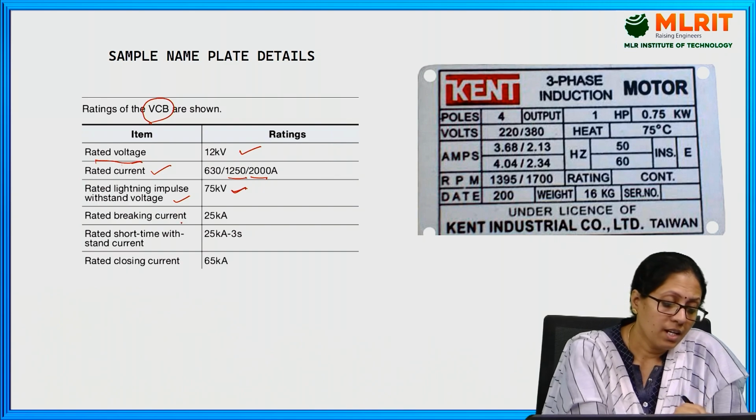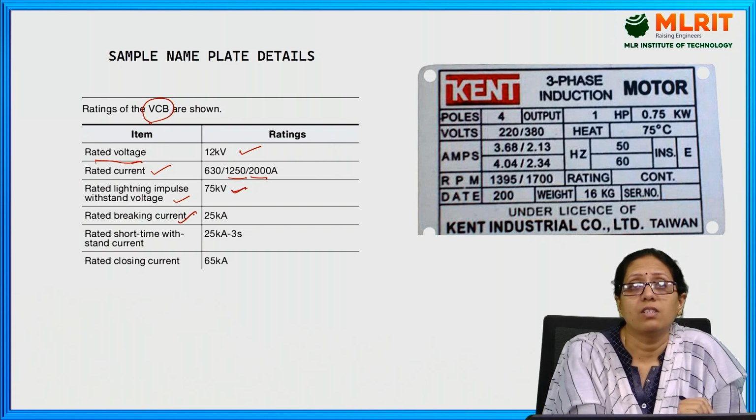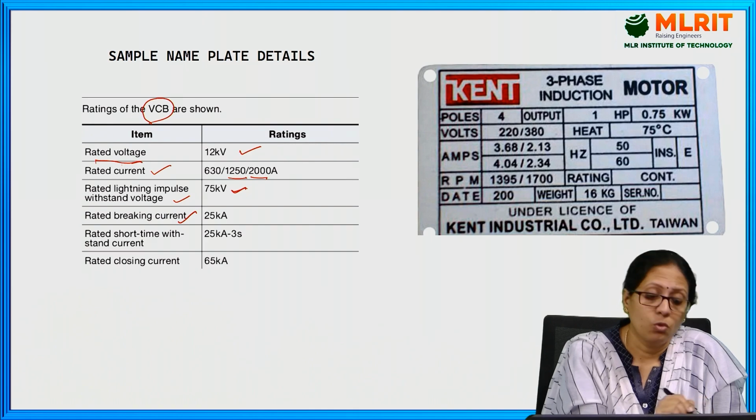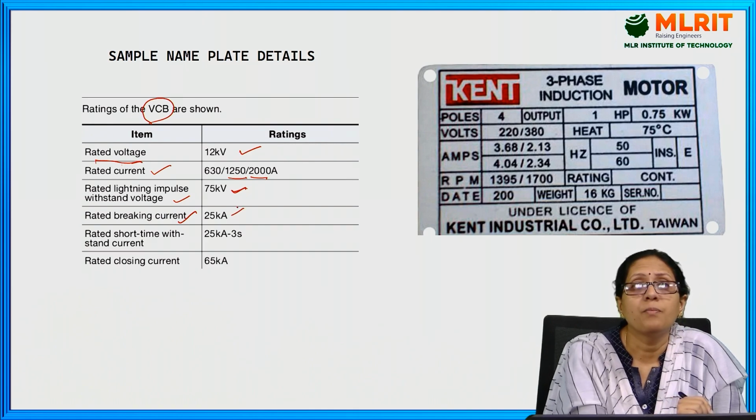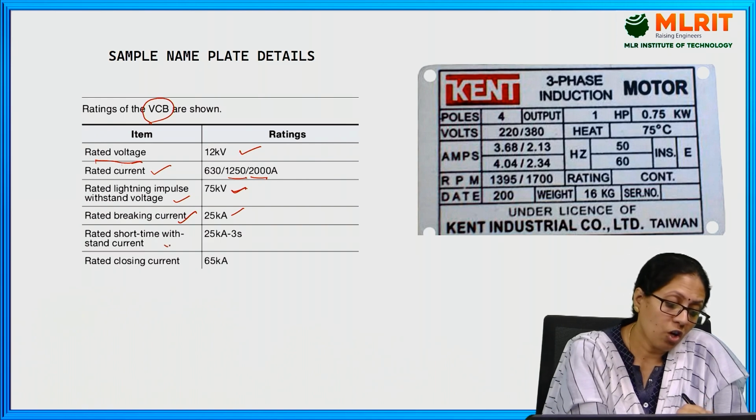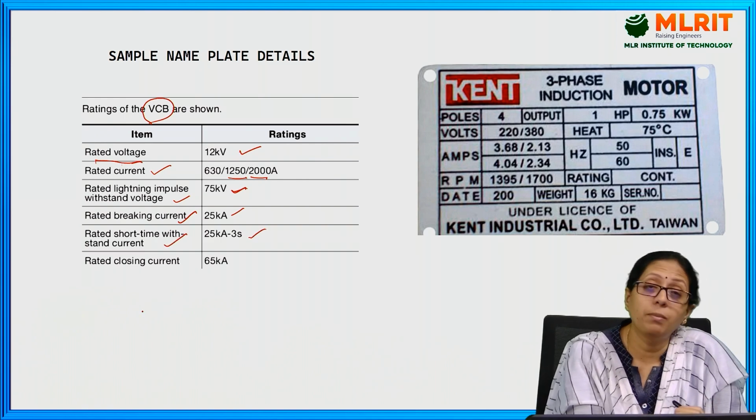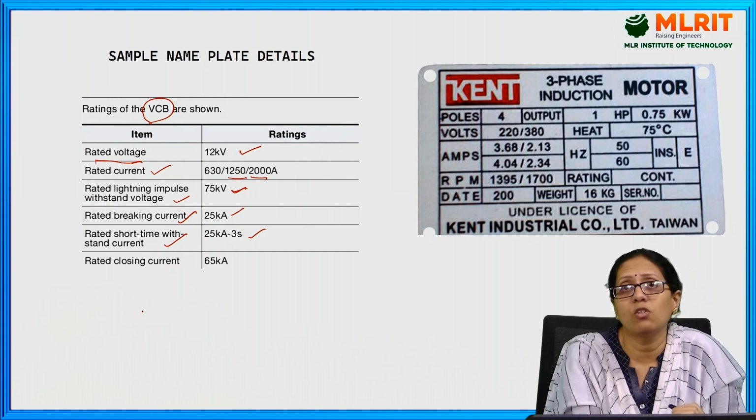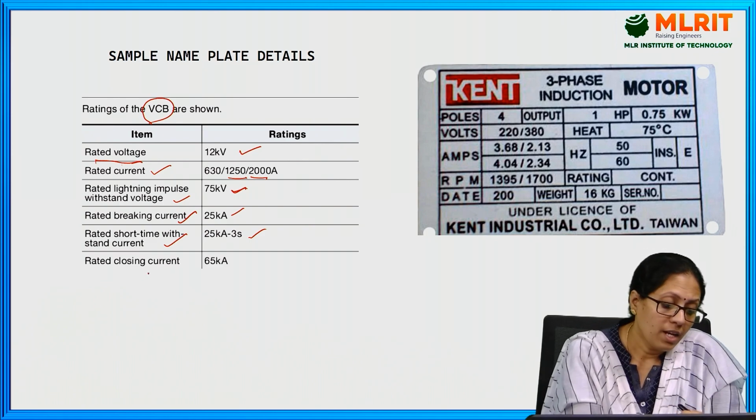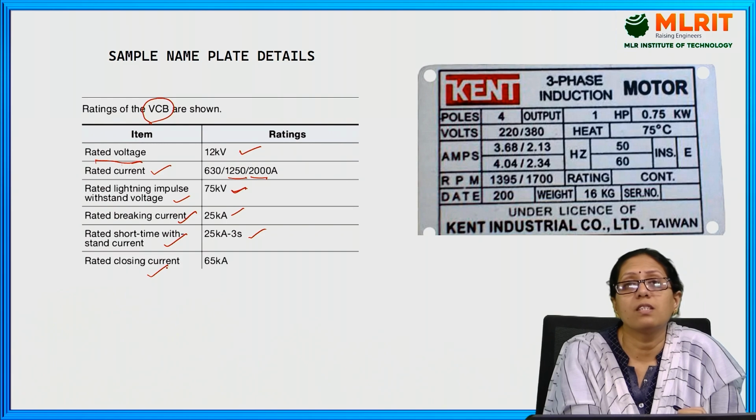Next one is rated breaking current. Rated breaking current is 25 kiloamperes, and rated short time withstand current is 25 kiloamperes for 3 seconds. The rated closing current is 65 kiloamperes.